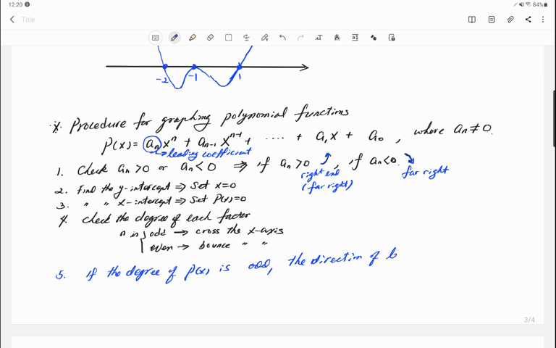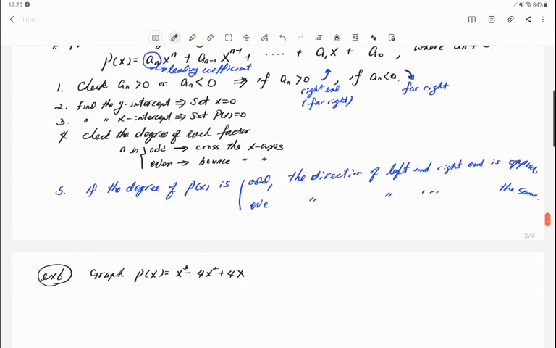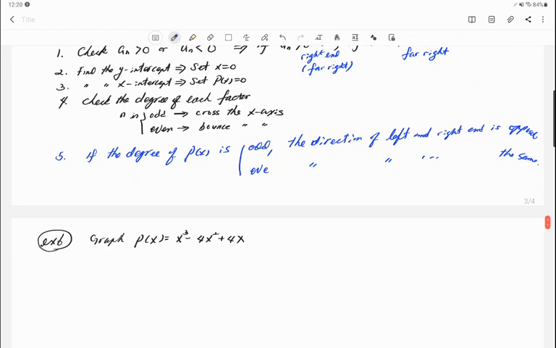of the left and the right end is opposite. They're different directions. And if the degree is even, then the directions are the same, right? They are the same. Make sense? So number 5 is just for your reference. If your graph is correct, then number 5 must be satisfied. So let's try this graph.